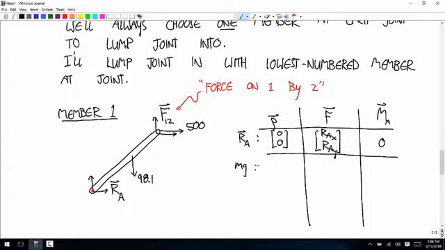Then the weight force, that's 0.5 times cosine and sine of 60 degrees. So that's 0.25, 0.433. The weight force is 0, negative 98.1. And the cross product is negative 24.525.